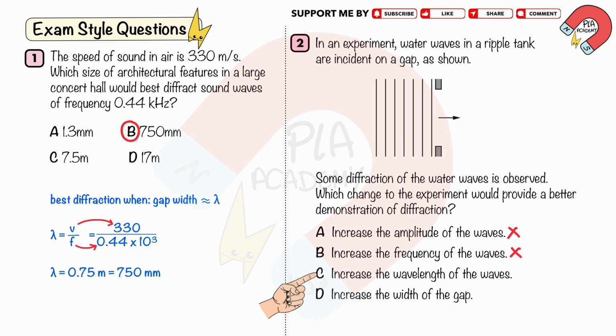Choice C, increase the wavelength of the waves. This is correct, because increasing the wavelength makes it closer to the gap size, leading to more diffraction. Choice D, increase the width of the gap. This is incorrect, because increasing the gap width decreases the amount of diffraction.